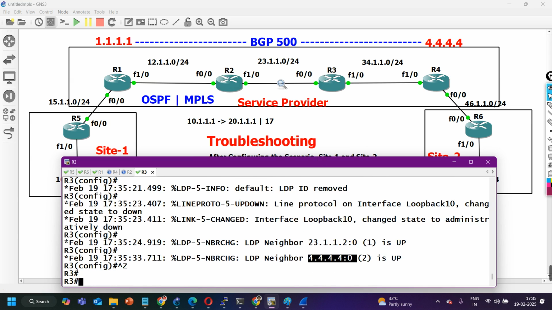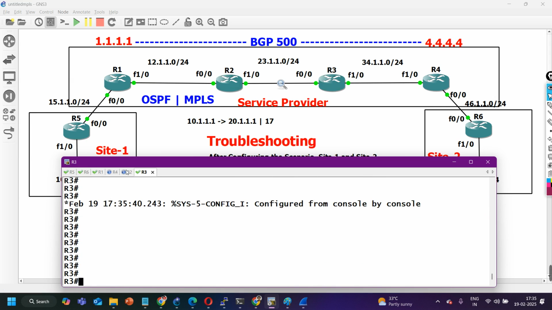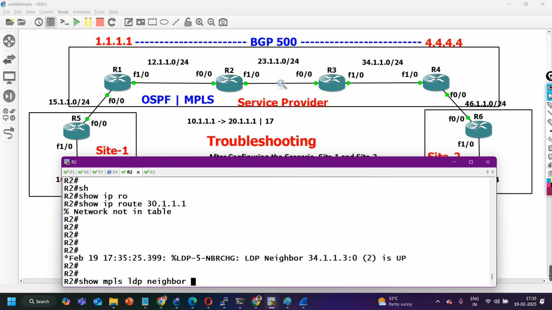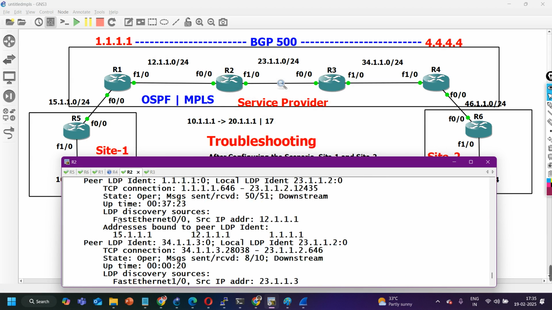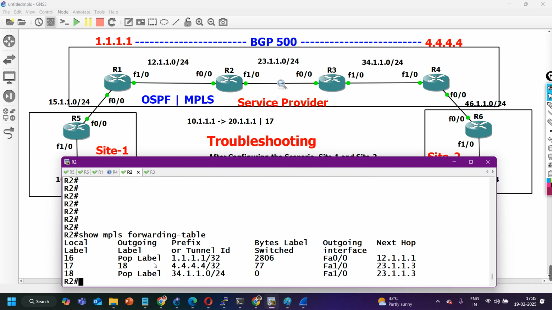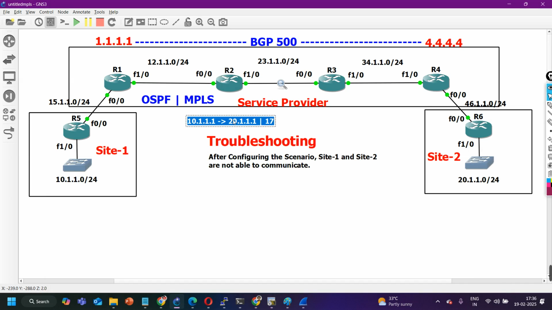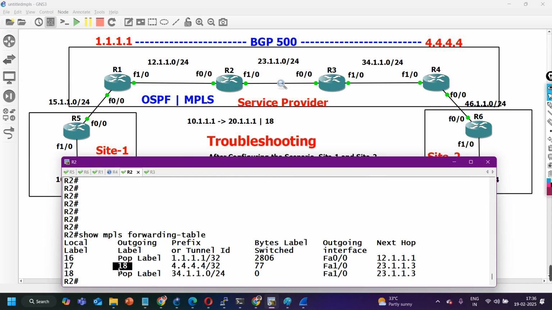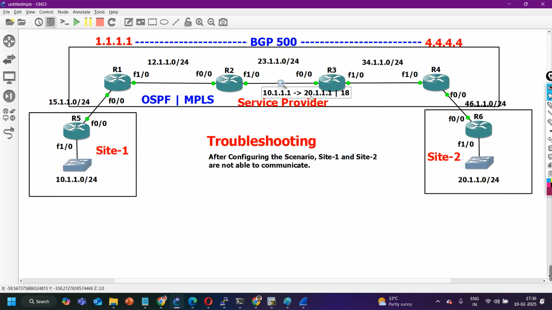So once LDP neighborship comes up, you can check the R2 LDP neighbors table again, and now you can see 2 neighbors are there. And now if you check the MPLS forwarding table, you will have a label for 4.4.4.4. You can see the label for 4.4.4.4 is 18. Now router 2 is going to swap the label to 18, and then it will forward the traffic. From which interface? From FastEthernet 1/0. Next hop IP is 23.3. It will forward traffic to router 3.